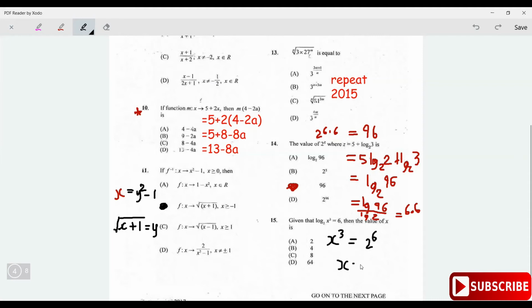And so x is equal to the cube root of 2 to the 6. 2 to the 6 is, of course, 64. And the cube root of 64 is 4. That is that. Nice and easy, soft. Moving right along.